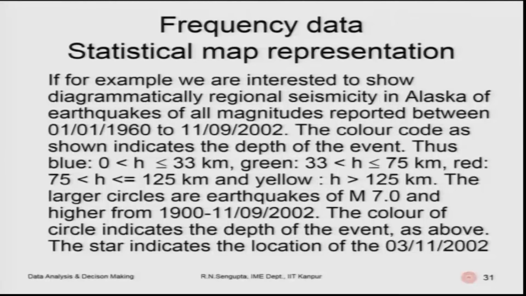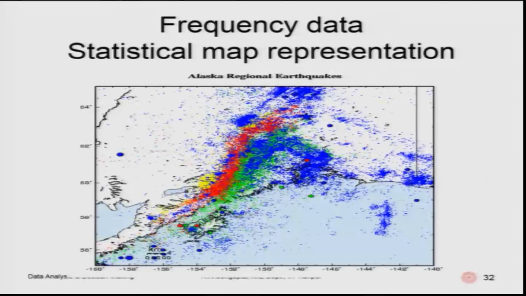The larger circles, or the diameter of the circle area, are given on a Richter scale of 7. The color scheme denotes the depth of the event as above, and the star indicates the location as on 3/11/2002.